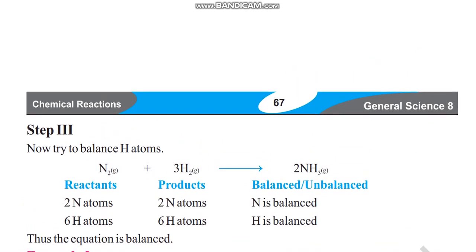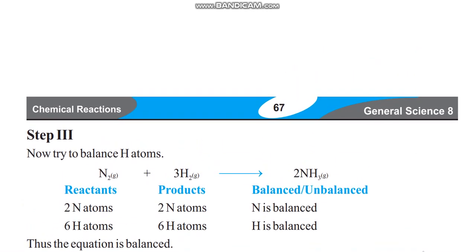Next we have step 3. Now try to balance H atoms. N2 plus 3H2 gives 2NH3. Reactant: we have 2 N atoms and 6 H atoms. Product: we have 2 N atoms and 6 H atoms. And here N is balanced and H is also balanced. Thus the equation is balanced.